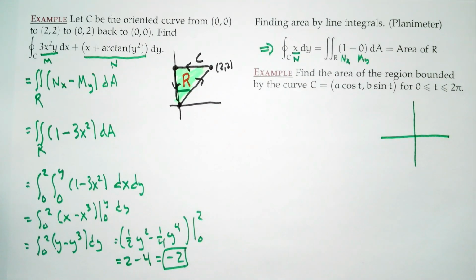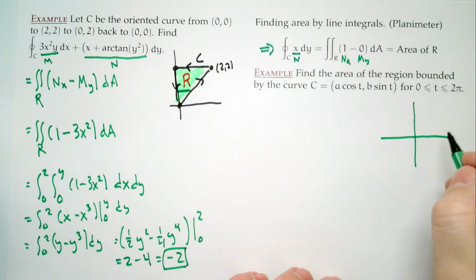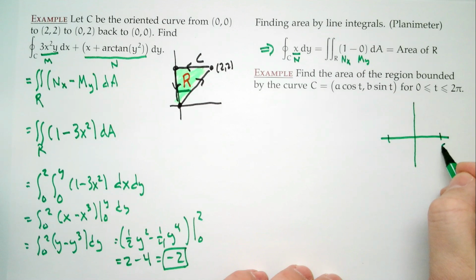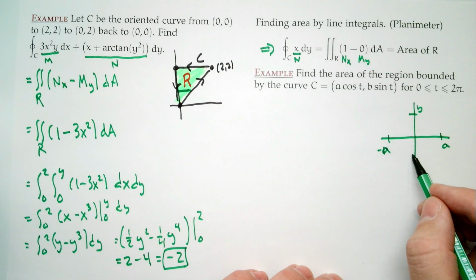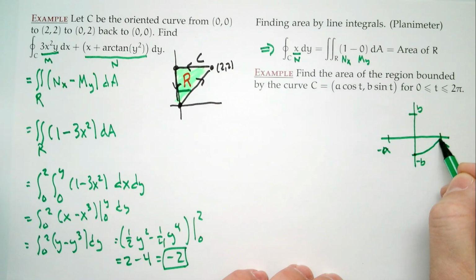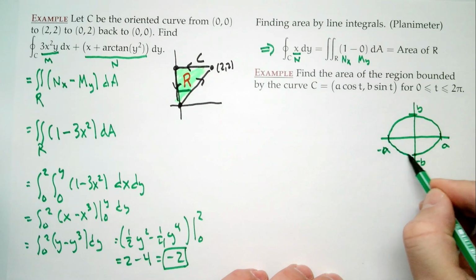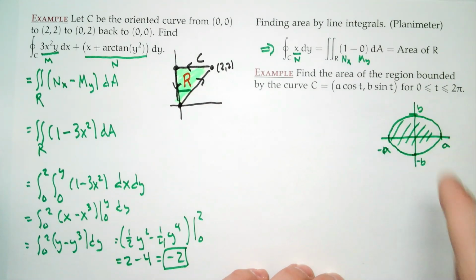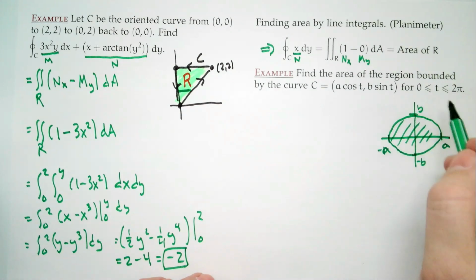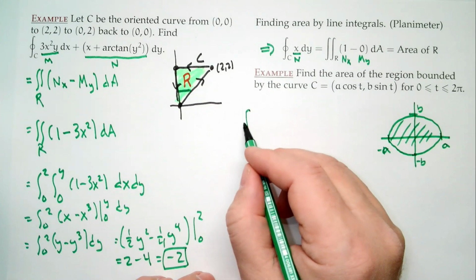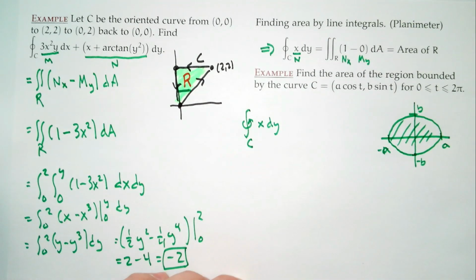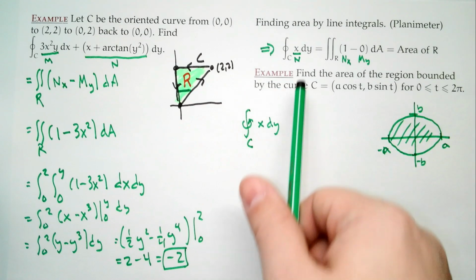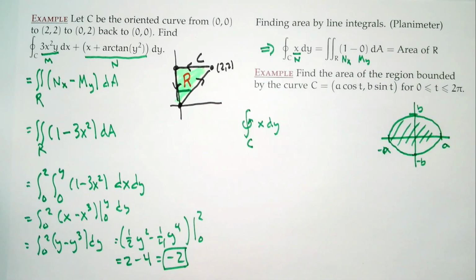But because a and b could be something else, it turns out this is an ellipse, where in the x direction you go out by a, and in the y direction you go out by b. So what we're going to do is find how much area there is in this ellipse, and we're going to do it using a line integral. Okay, so according to the rule, here's our curve C. We just need to integrate along our curve C, x dy. So that will give us the area of our region. Now we do our translation.